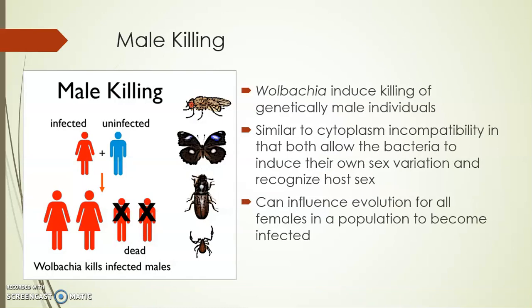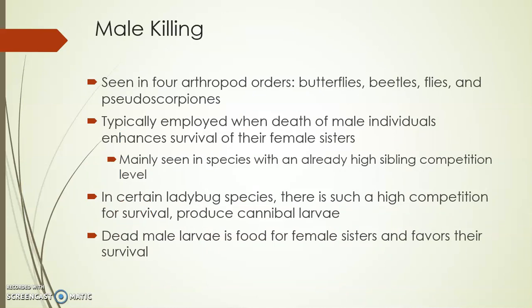The final type is male killing. This is where the Wolbachia induce killing of genetically male individuals. This is similar to cytoplasmic incompatibility in that both allow the bacteria to induce their own sex variation and recognize the host sex. This is seen in 4 different arthropod orders, including butterflies, beetles, flies, and pseudoscorpions.